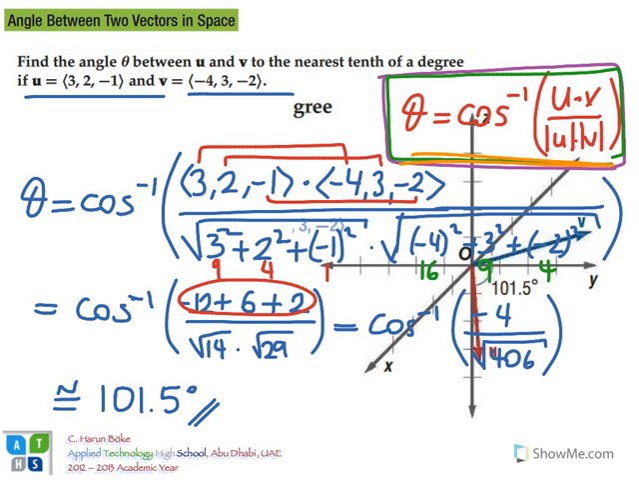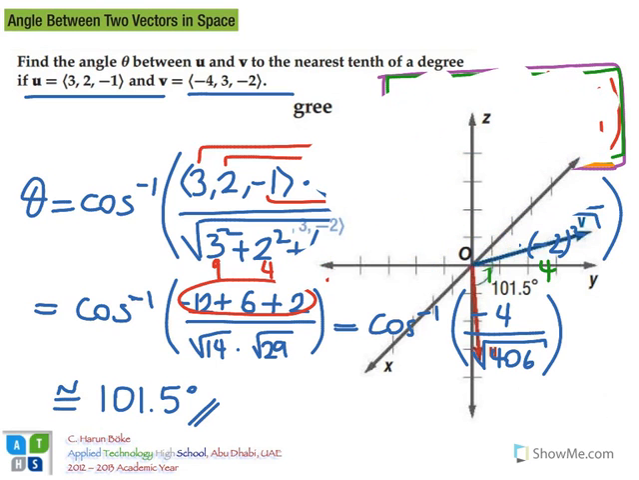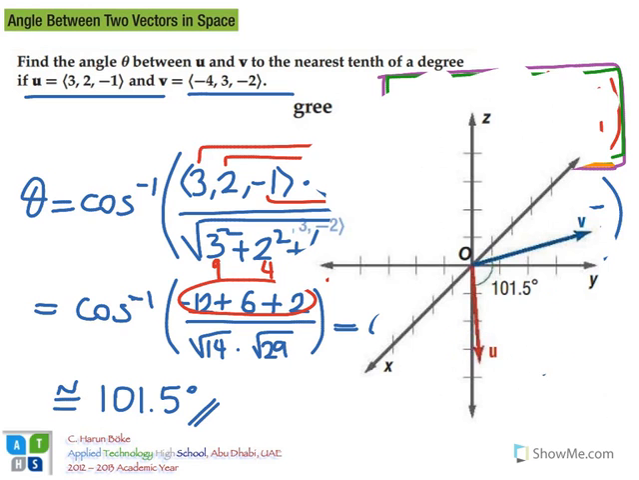If we want to visualize, this is the graph of those vectors, and this is the angle in between, as you see here.